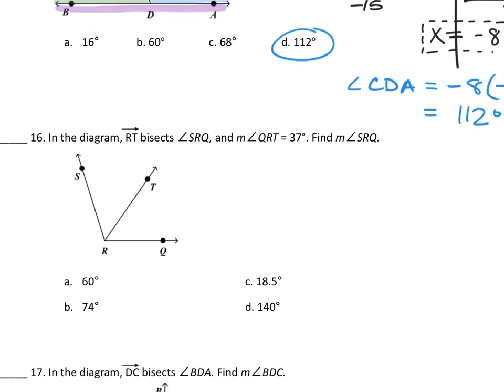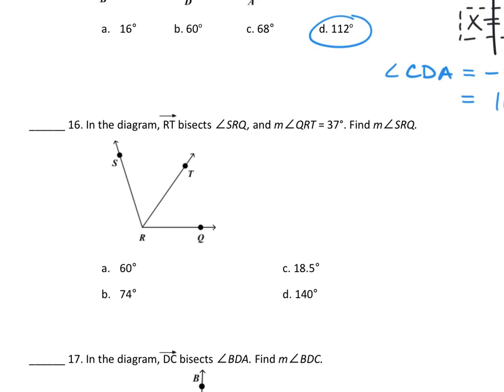It says, in the diagram, ray RT bisects angle SRQ and measure of angle QRT is 37 degrees. Find the measurement of angle SRQ. Wow, a lot of things happening. Give me some key words out of this one. Bisects. What does that mean? Two sides are congruent. Amazing.